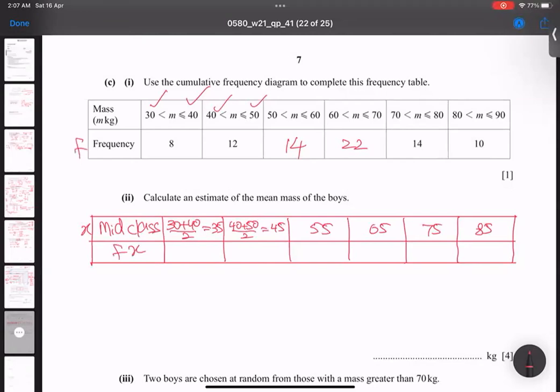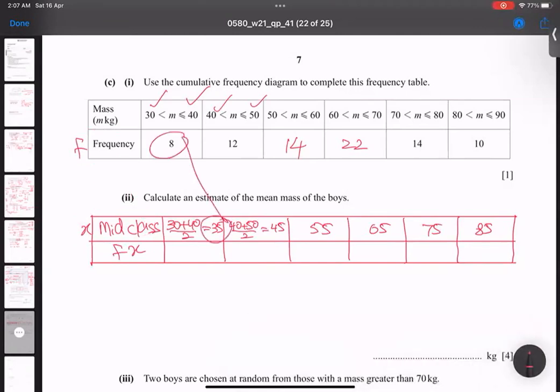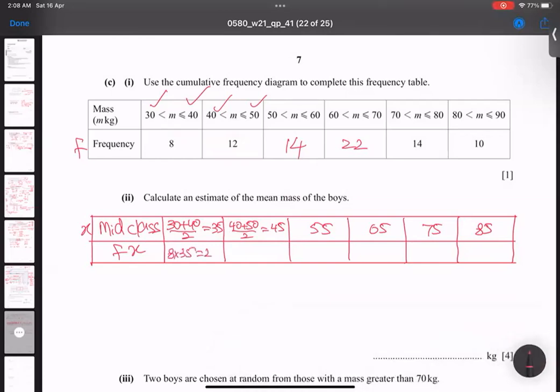And now the next column name is fx. This frequency is represented by f and here x. So multiply frequency with the mid-class. So in short, this 8 will multiply 35 and 12 multiply 45 and so on. So let's complete. Now 8 times 35, I'm getting 280. Then 12 times 45. The rest of the values I'm not showing, I'm just writing directly. So Alhamdulillah Rabbil Alameen, it is easy. Next is 14 times 55, I'm getting 770. Then 22 times 65, I'm getting 1430. Next is 14 times 75, 1050. Then 10 times 85, so 850.